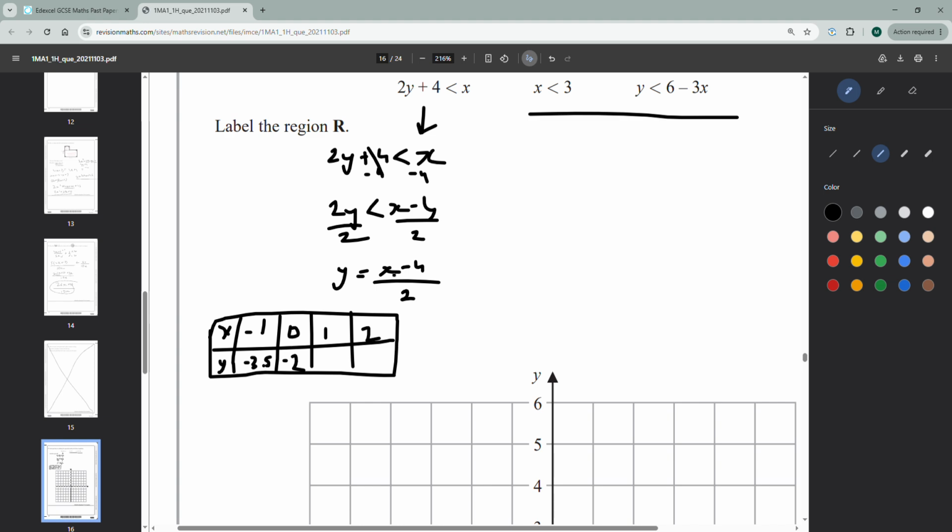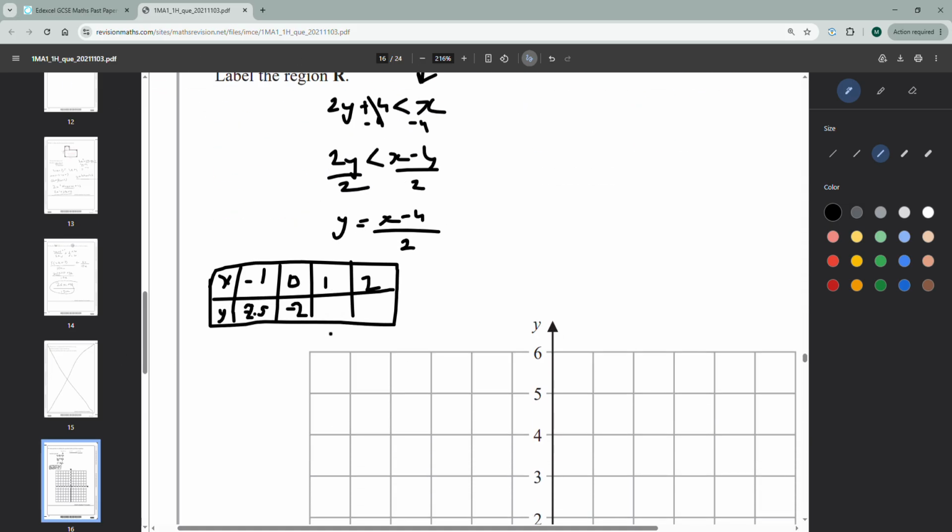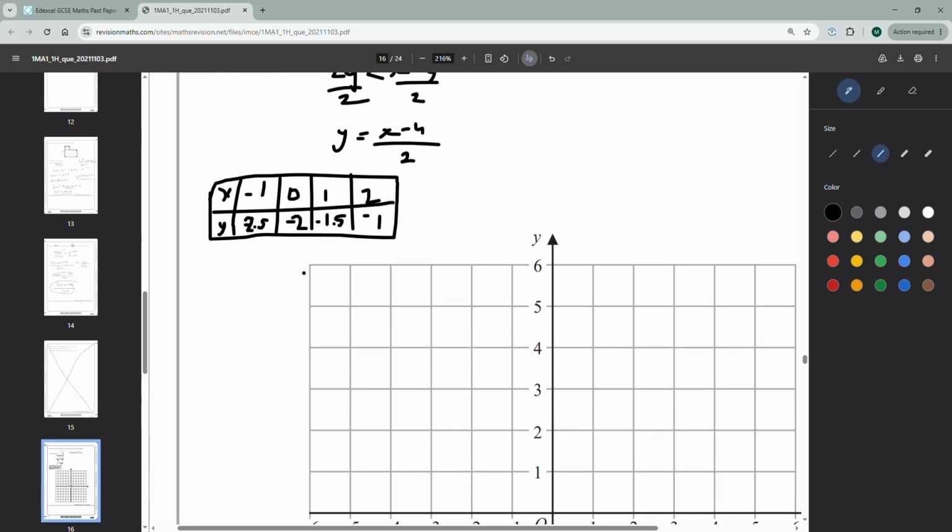Alright, okay. Is this not straight? I think it's meant to be straight, so something's gone wrong. -1 take away 4 is -5. -5 divided by 2. Oh, yes, 2.5. Sorry guys, it's gonna be -2.5. Alright, so I'm assuming it's straight, because usually this is gonna be straight. And I just want to finish this goddamn paper. Alright, and -1.